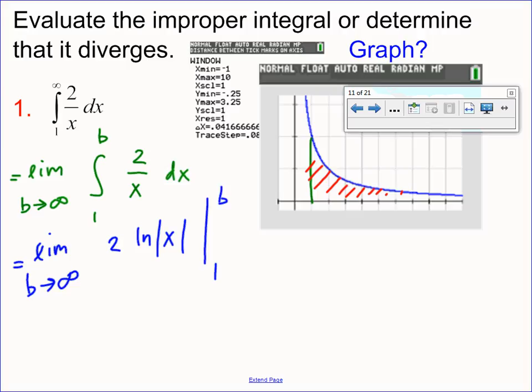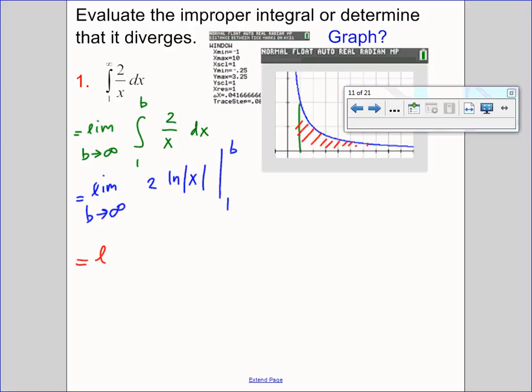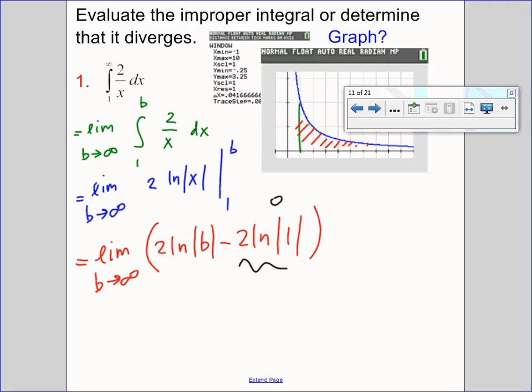Okay, well that would equal the limit as b goes to infinity of 2 ln absolute value of b minus 2 ln absolute value of 1. That is my upper limit into my antiderivative function all the way through, minus my lower limit into my antiderivative function all the way through. And ln of 1 is 0, so this whole quantity is just 0. You guys see that? What about this first quantity, 2 natural log of b?